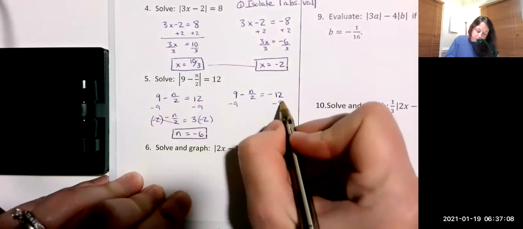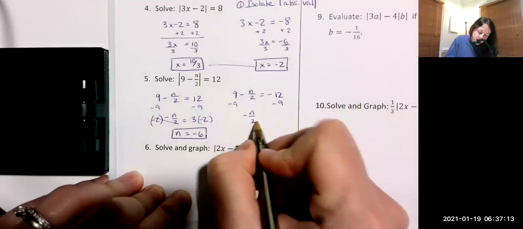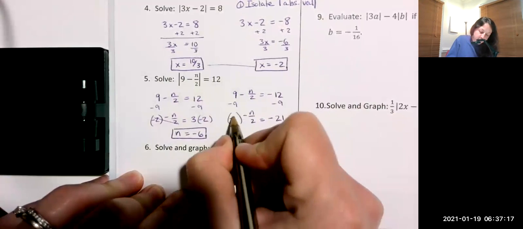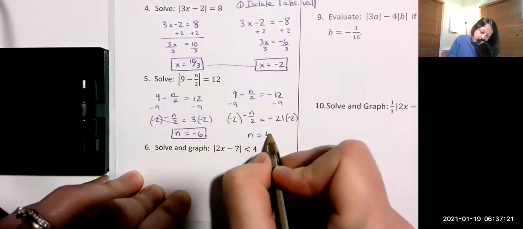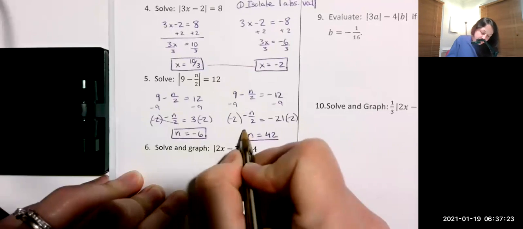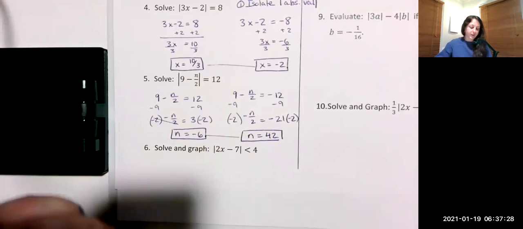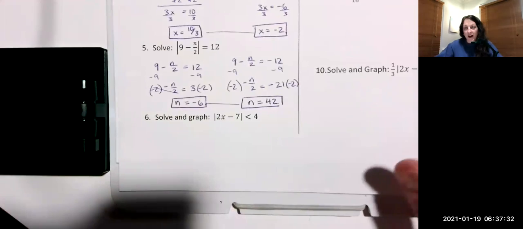Subtract 9 on both sides, so the other side now. Negative n over 2 equals -21. Multiply by -2. And I get n equals +42. All right, so there are my 2 answers. We're good to go. Now, if you notice, number 6 says solve and graph.